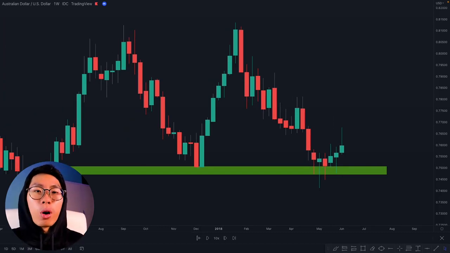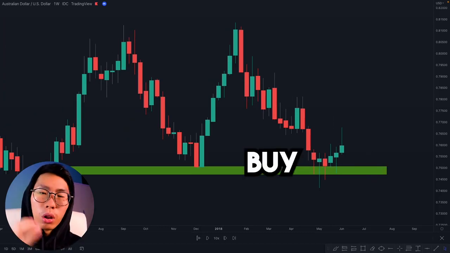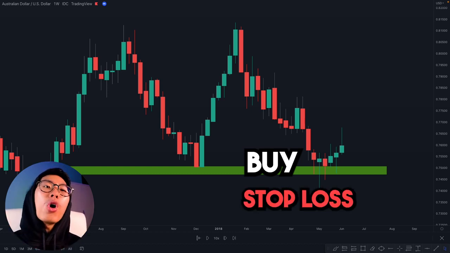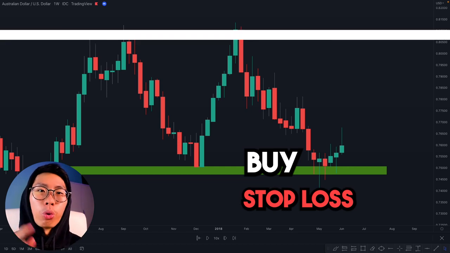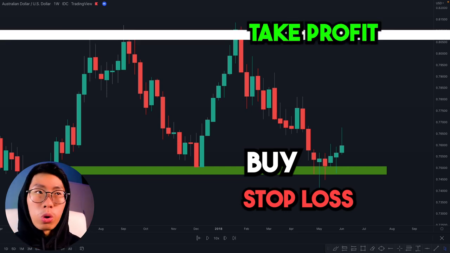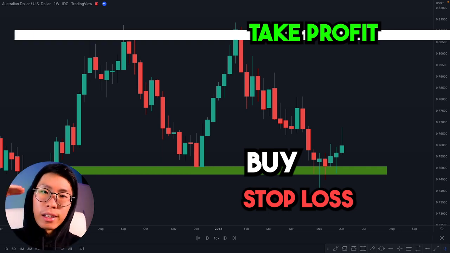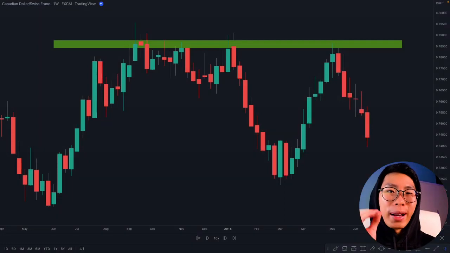Once again, you could have entered for a buy right here when you see multiple long wick candles, which is pretty much just rejecting this support level. I'll place my stop loss a few pips below this key support level and place my take profit all the way up at the next key level right here, because there is a very strong resistance level right here. And if you guys know me, you will know that I trade from one key level to the next key level.